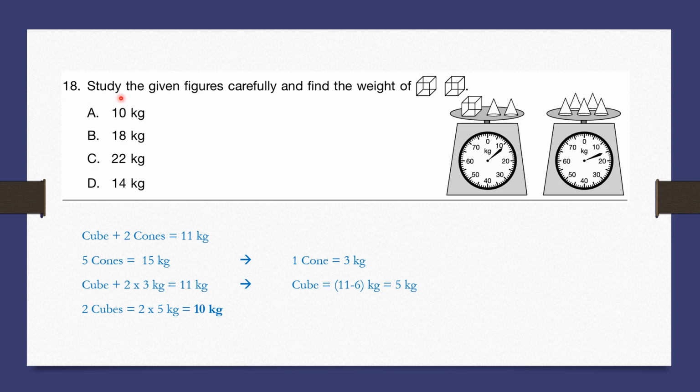Question number 18. Study the given figures carefully and find the weight of two cubes. So if we see on the first scale, 1 cube plus 2 cones equals 11 kg. So we write it down here. Next, 5 cones equals 15 kg. So 1 cone will be 3 kg. Now replace the weight of the cone in this equation. So we'll get cube plus 2 times 3 kg equals 11 kg. So we will get the weight of the cube as 5 kg. Now we have to calculate the weight of 2 cubes, which will be 2 times 5 kg equals 10 kg. So our answer is option A, 10 kg.